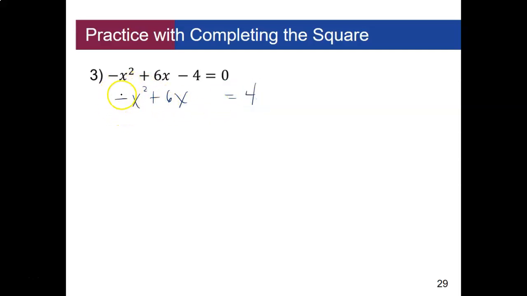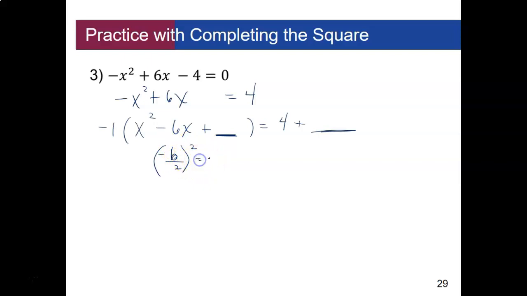Then we're going to factor out the leading coefficient, so that would be a negative 1. Then we want to decide what's going to go here that we add to both sides. So that's going to be the b divided by 2 squared. So that's going to be 3 squared or 9. We're going to put a 9 here. And over here, we're going to put negative 1 times 9 because we had the negative 1 here that's multiplied to the 9. So we'll do negative 1 times 9 there.